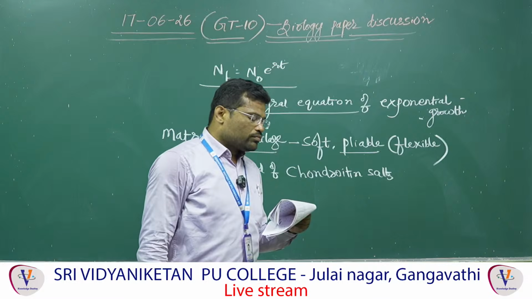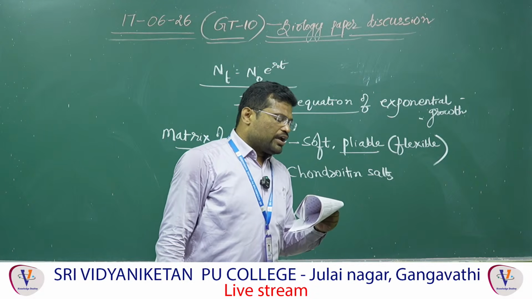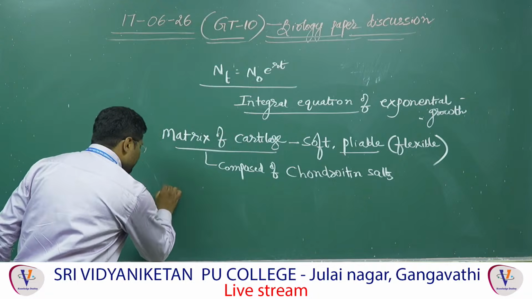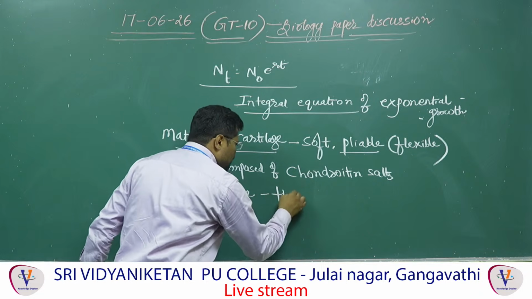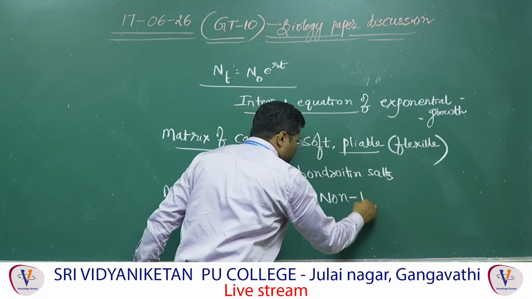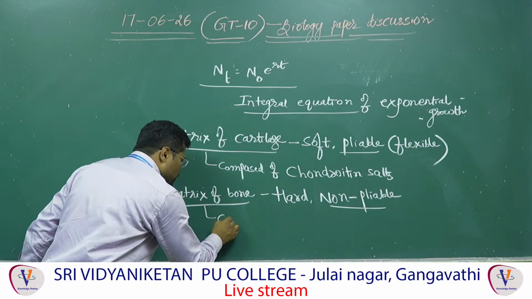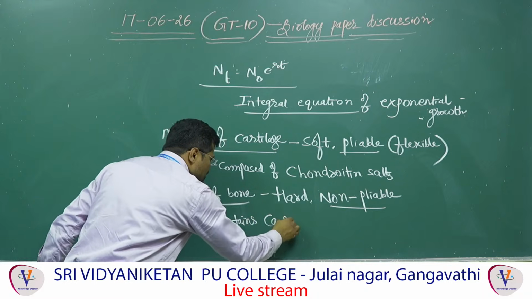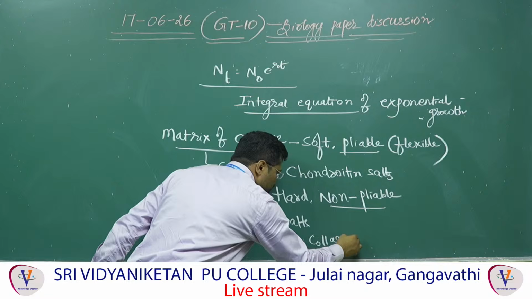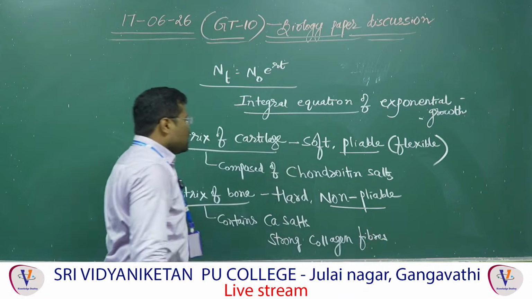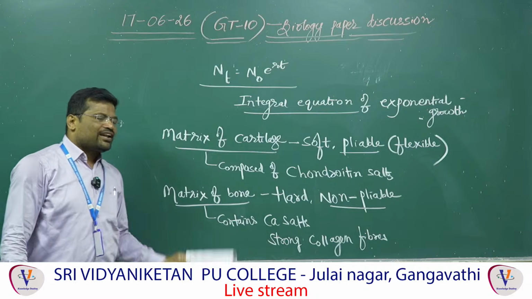And B, bone, 2. Hard and non-pliable, calcium and collagen rich. See, the matrix of bone is hard and non-pliable, non-flexible, because the matrix of bone contains calcium salts and strong collagen fibers. Calcium and strong collagen fibers provide hard and non-pliable nature to the matrix of bone.